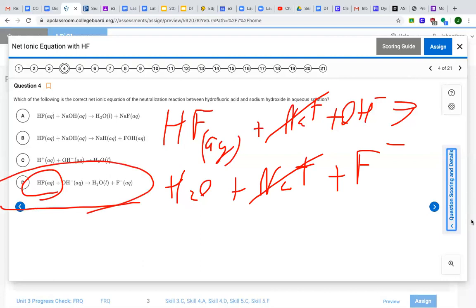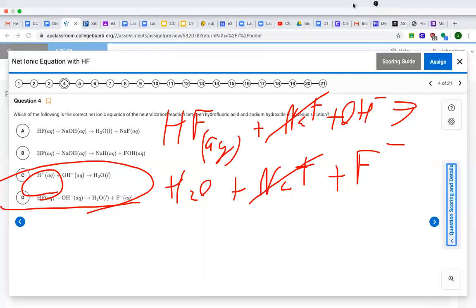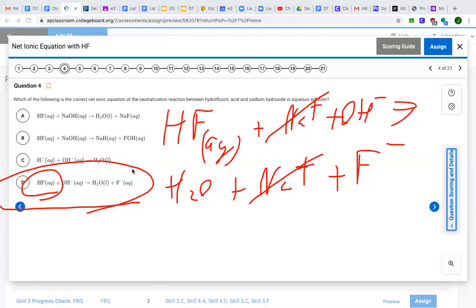Really nice job, Antonio. Your reasoning was spot on for the case of a strong acid. The problem is that HF's not a strong acid, so we both got tripped up on that one. Okay, that's the net ionic equation. That's a good problem. Kudos, Antonio. Any questions, scholars? Okay, let's move on.